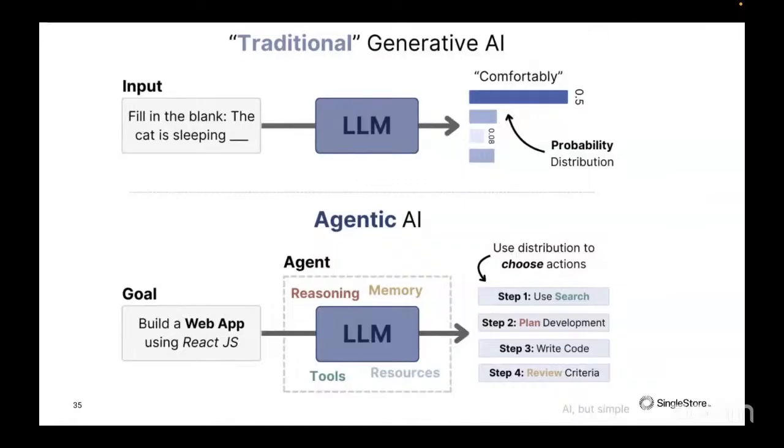It can take its own actions, like, hey, use search. Step 2 is plan development. Step 3 is write code, and step 4 is review criteria. If you go to Claude and try to do this, it will give you the code if you say, hey, build a web app using React.js. But if you build a proper agentic AI application with an AI agent, it will give you everything. It will use search, plan development, write code, and review criteria, and you can also extend it further.